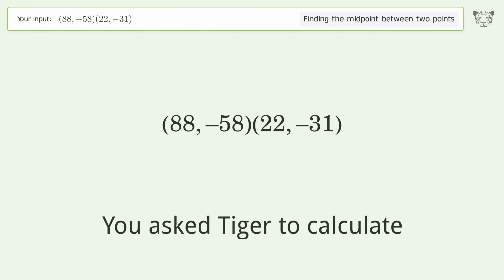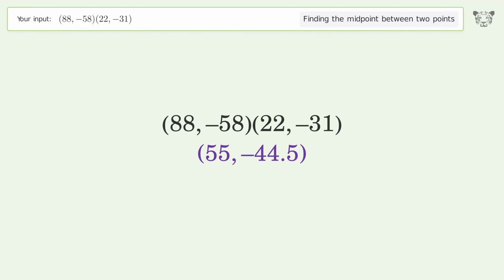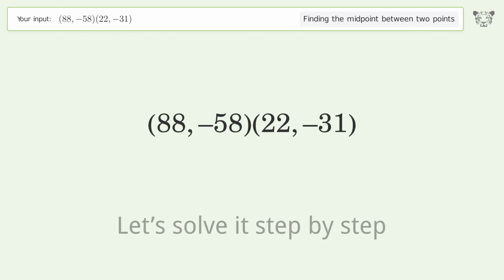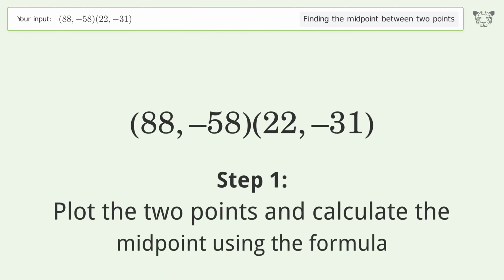You ask Tiger to calculate. This deals with finding the midpoint between 2 points. The midpoint between the 2 points is 55, negative 44.5. Let's solve it step by step. Plot the 2 points and calculate the midpoint using the formula.